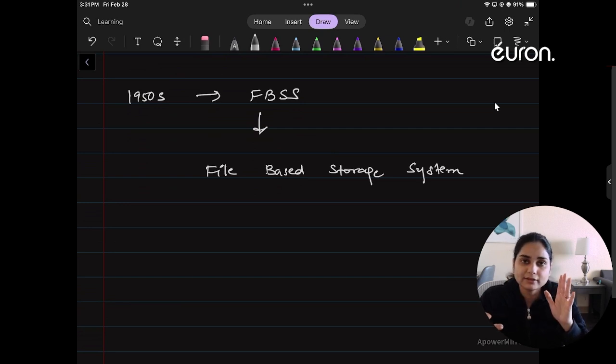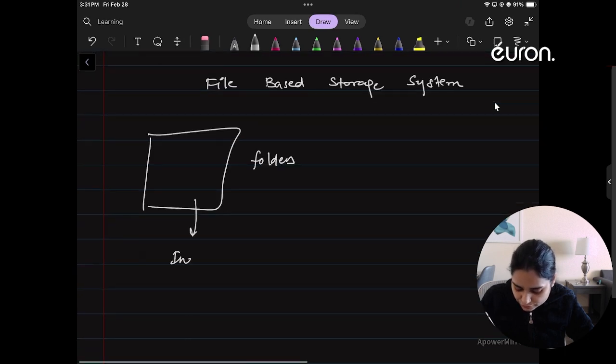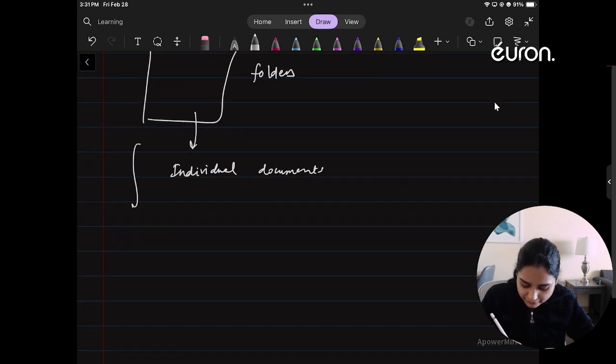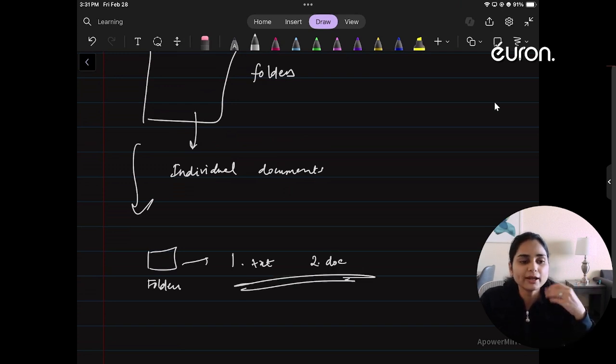And as the name says, file-based, if you think about how you previously stored information, you had certain folders, and inside them you kept individual documents so that you could bundle them together. Now, with advancements in the modern era, you have digital folders, and inside them you can store your information like one.txt, two.doc, or anything like that.